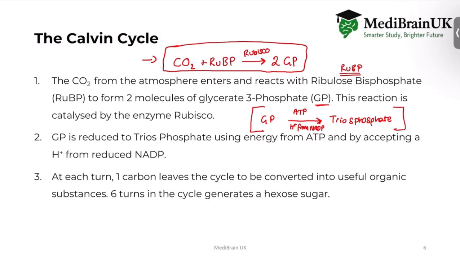Okay, and then in each turn of the cycle, one carbon is leaving. One carbon is leaving and it's being collected to form useful organic substances. Now, the reason why it doesn't just say glucose is because useful organic substances can include trisaccharides, disaccharides, all that sort of thing as well. Okay, it's not specifically one thing that it forms.